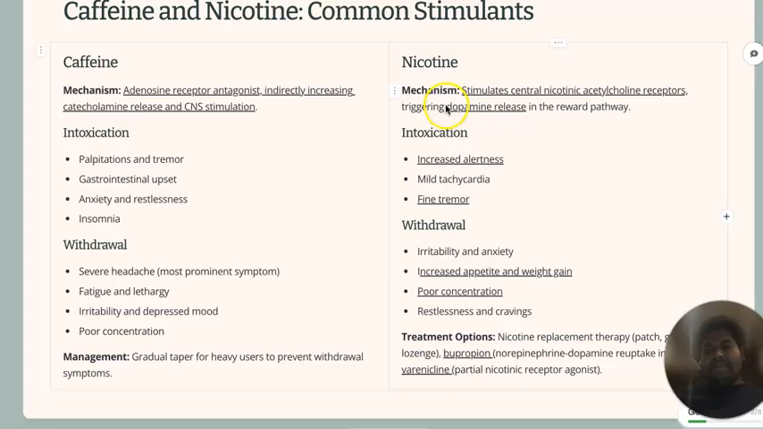And nicotine, it's again another common stimulant that people take in terms of cigarettes. It stimulates central nicotinic acetylcholine receptors, and this leads to dopamine release, and yes, dopamine activates the reward pathway, so people become habituated to taking nicotine. So this is the mechanism of action of nicotine.